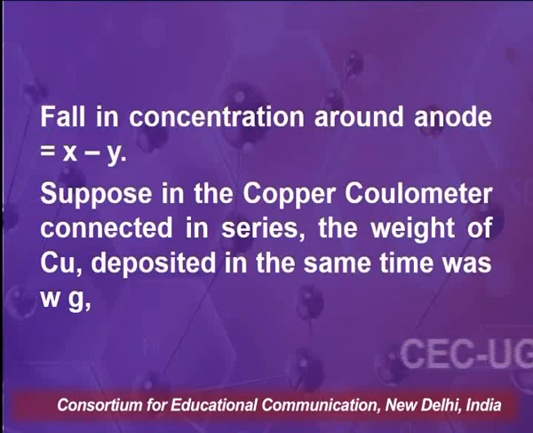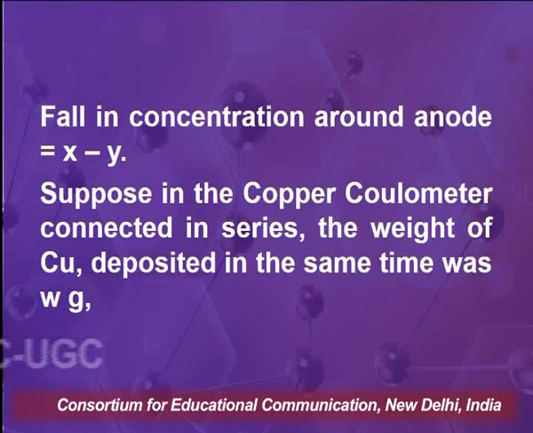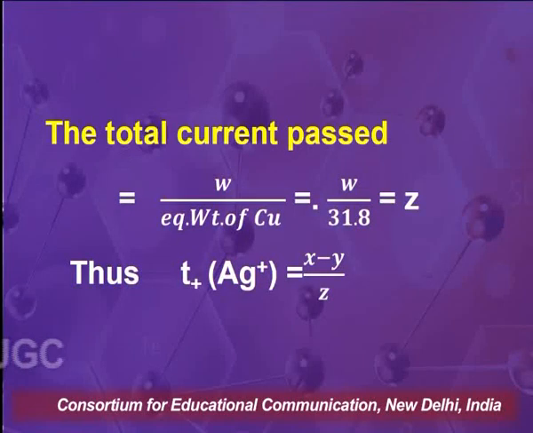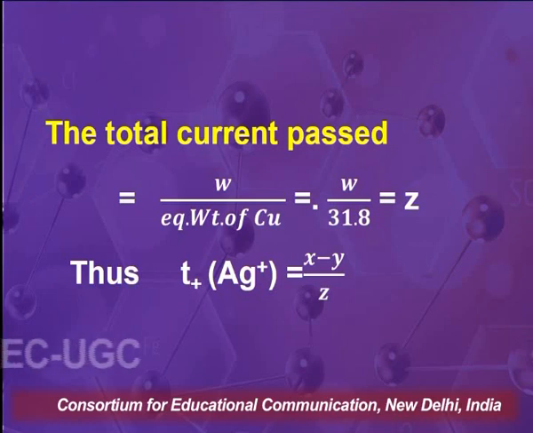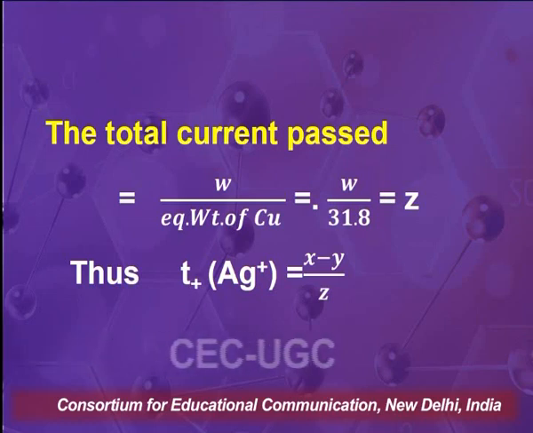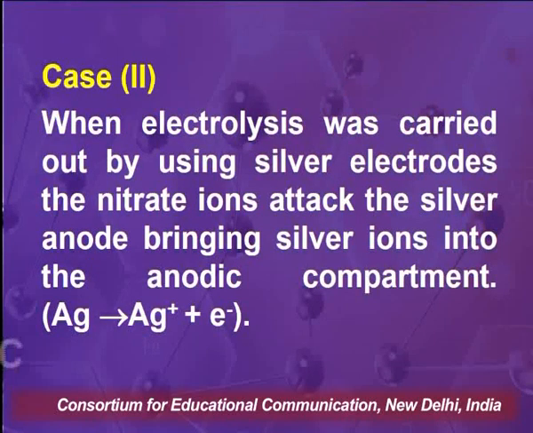And suppose in the copper coulometer connected in series, the weight of copper deposited in the same time was W grams. Total current passed will be equal to W divided by equivalent weight of copper, which is equal to Z, and thus the transport number of cations, that is silver ions, will be equal to X minus Y divided by Z.